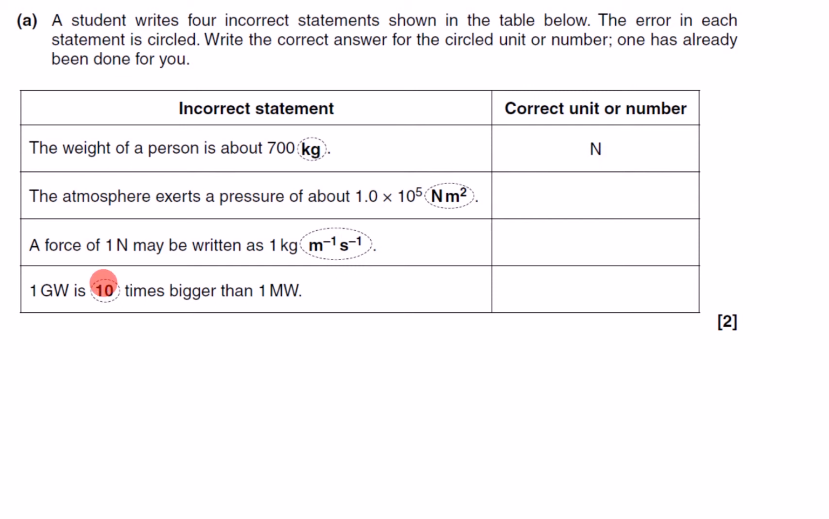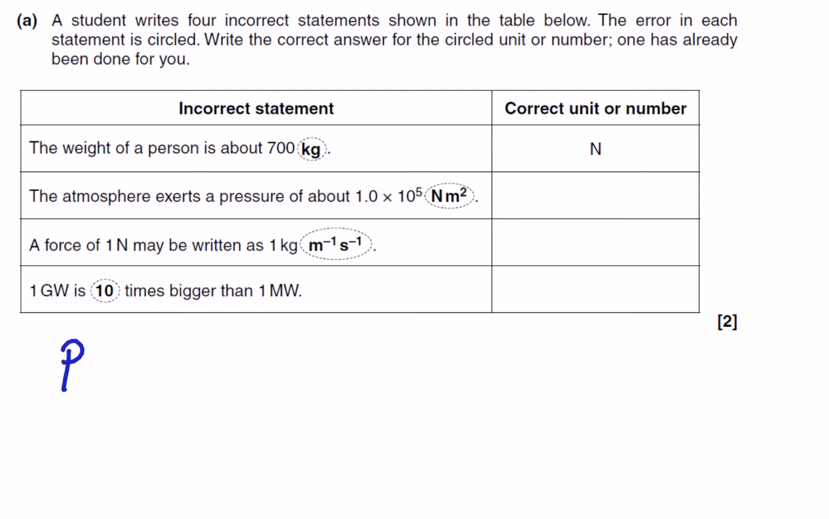There's a mistake that's been circled in the statement, and here's the correction over here, and you've got to do the other 3. So let's just have a little look. Let's just get myself a pen. Okay, so the atmosphere exerts a pressure of about 1.0 times 10 to the 5 Newton meters squared. Well, what's wrong with that?